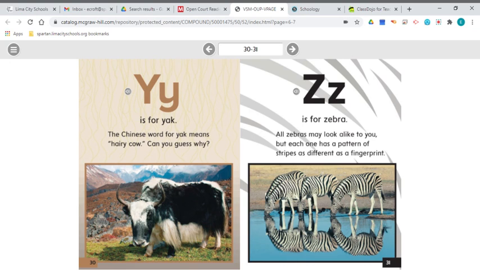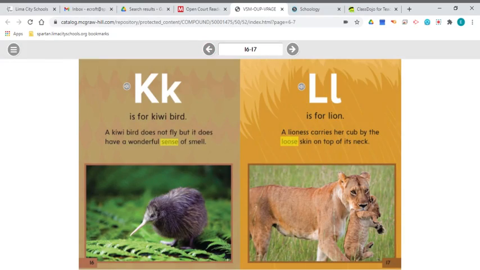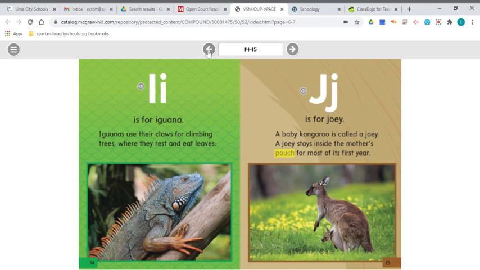All right, we have to go back because we have to look at some vocabulary words. So I'm going to scoot back through. Let's see here. There it is. Our first word that I wanted to talk about is pouch.